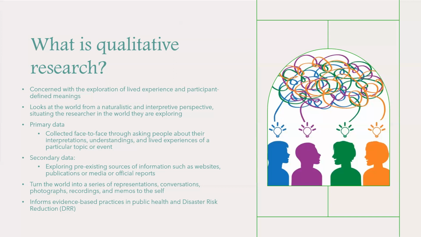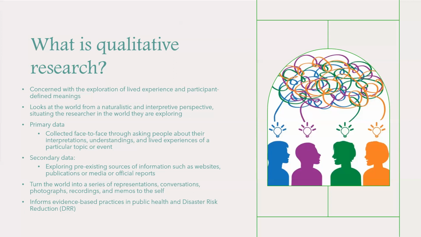Qualitative research includes primary and secondary data collection and analysis. Primary data is collected face-to-face by the researcher through asking people about their interpretations, understandings, and lived experiences of a particular topic or event. Secondary qualitative data collection involves an exploration of pre-existing sources of information, such as websites, publications, or media reports. In the next couple of lectures, I'm going to present the photo voice and structured interview matrix methods as primary data collection and the critical discourse analysis method as secondary qualitative data collection. So you'll see that in the next couple of lectures.